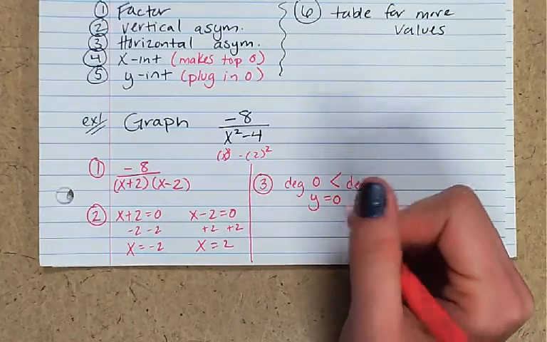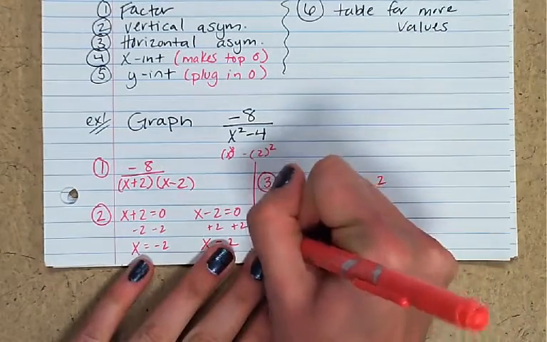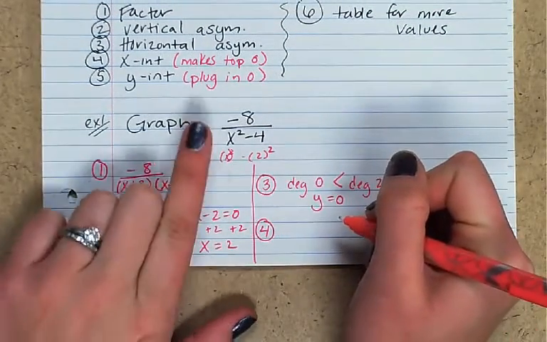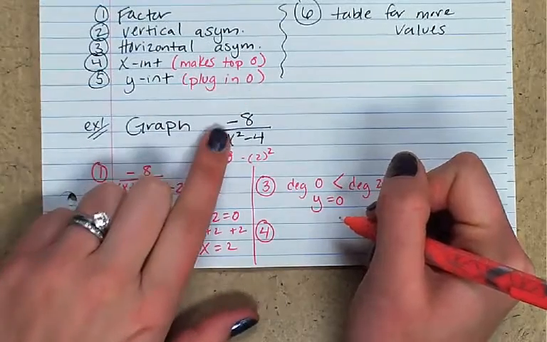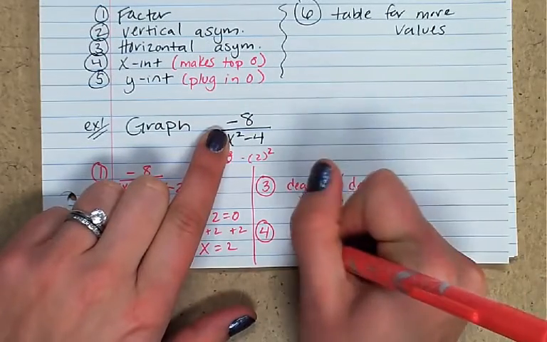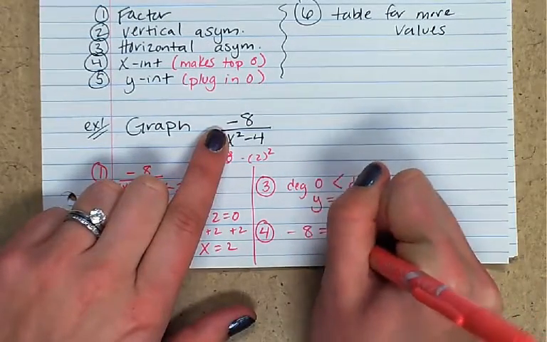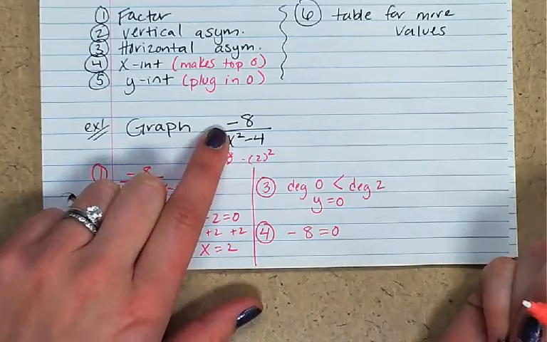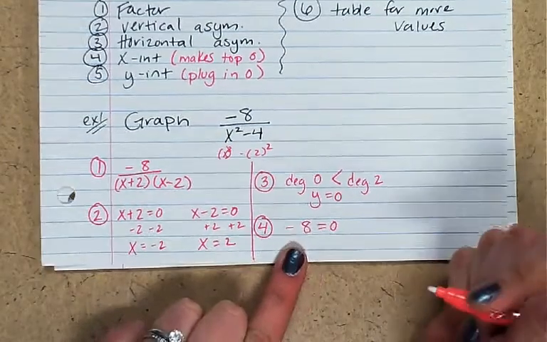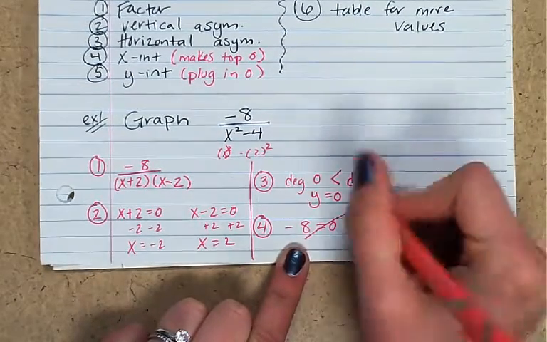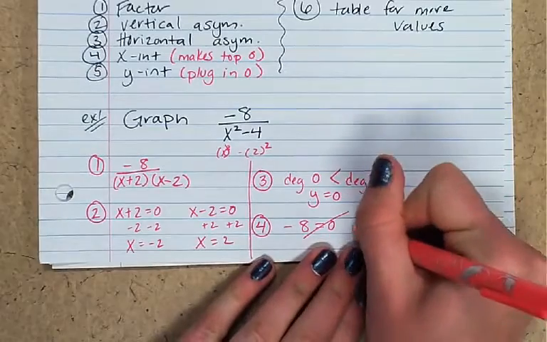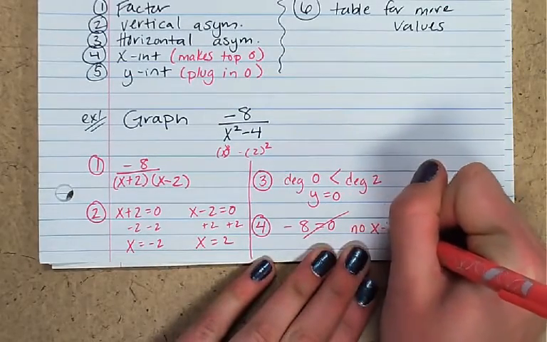Next thing we're going to do is find the x-intercept, and that's what makes the top 0. So what you would do is take the numerator and set it equal to 0. Well, like I said, we have no variable in the top, and this doesn't make sense. -8 doesn't equal 0, so that means here we have no x-intercept, if that ever happens.